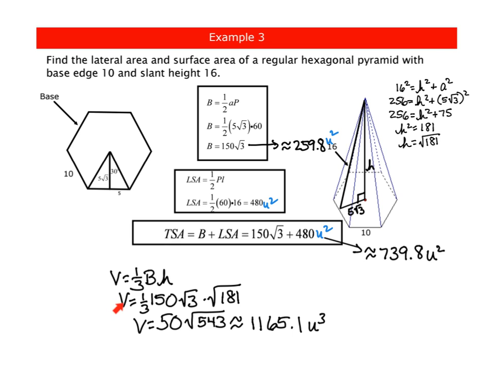I go back and plug in my formula. 1/3 the area of my base, 150 square root of 3, times my height, square root of 181, and then continue to calculate. That is 50 square root of 543. Remember, cubic units is volume. This is my exact answer. My approximate is what I get when I plug in my calculator, 1,165.1 cubic units.